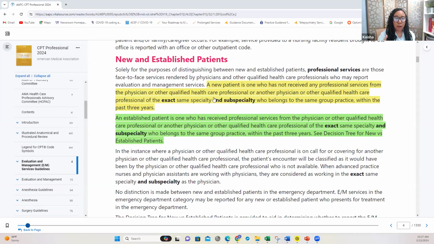You want to check your payer policies because some payers may not honor subspecialties, and they're looking at whether this is the same specialty or not. So you also want to understand that as well when you're reporting the codes.